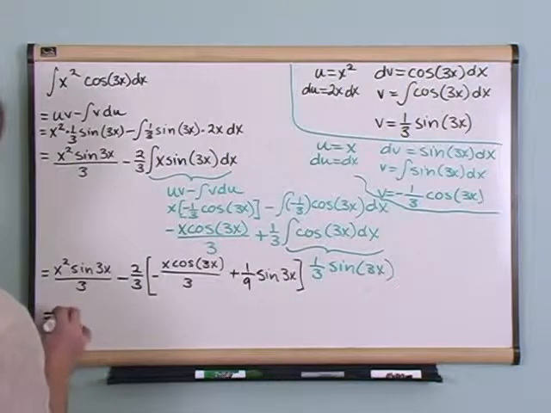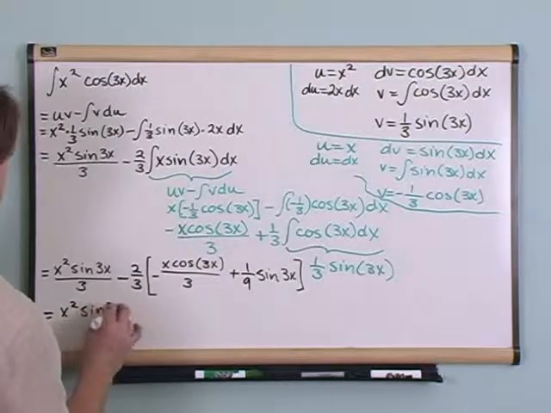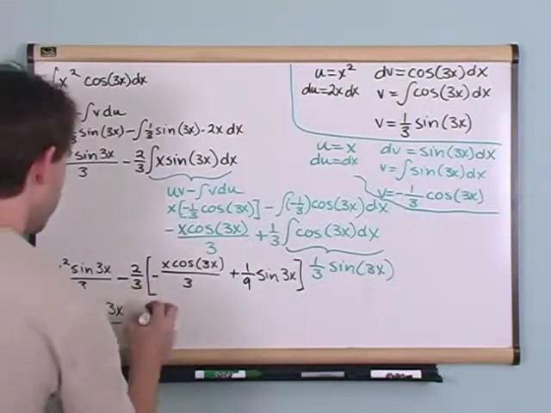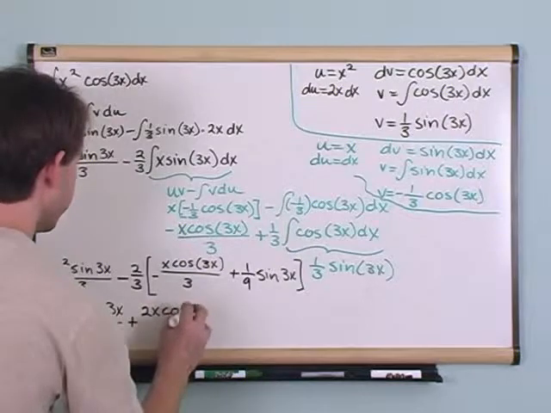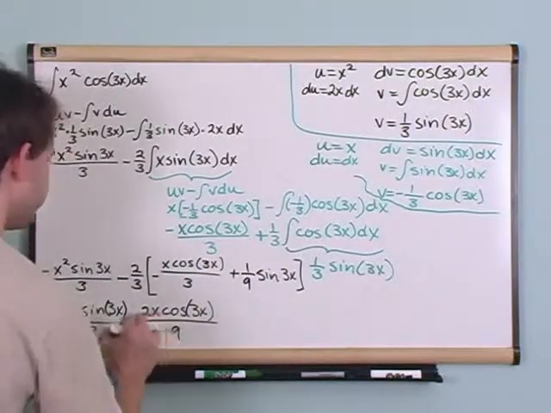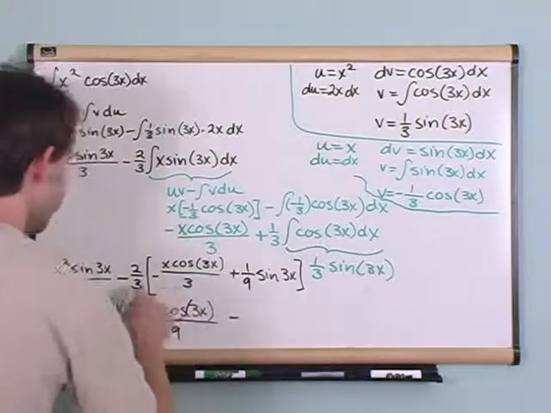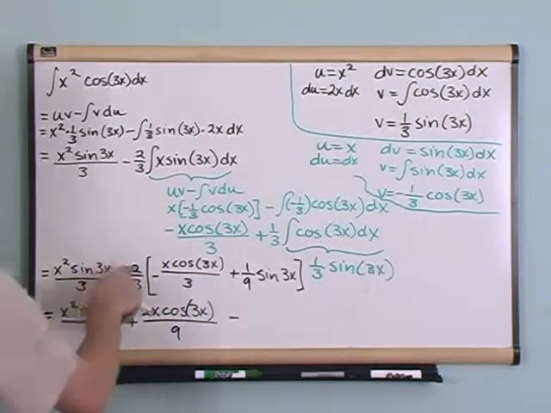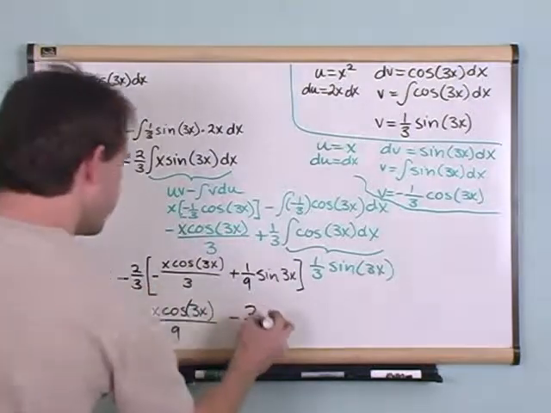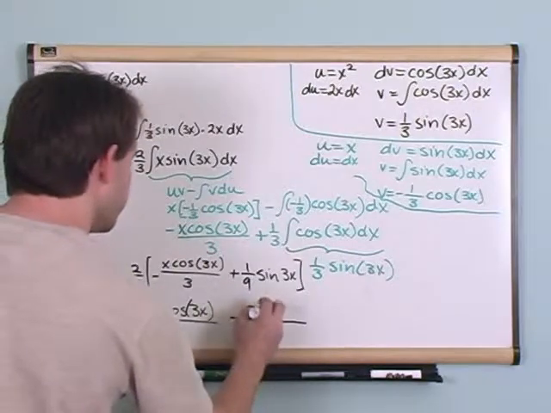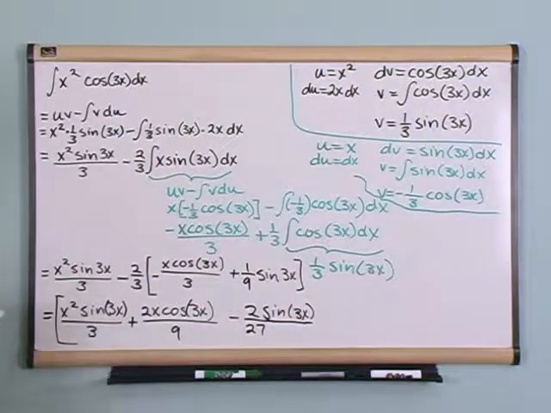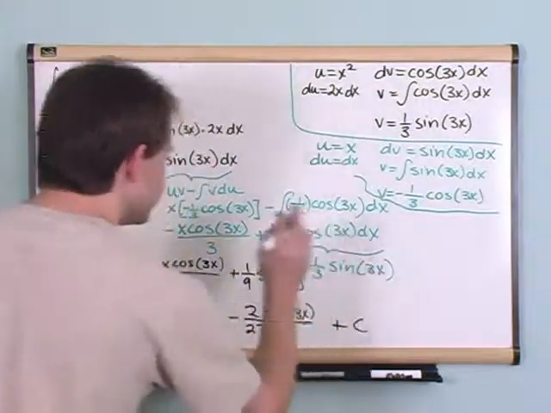And so then in the end, you'll have x squared times the sine of 3x over 3 minus, actually it's going to be plus, negative times negative gives you positive, 2x cosine 3x, like this, over 3 times 3 gives me 9. And then you have minus, because negative times positive gives you a negative. And you're going to have a 2 on the top, 2 over 27, because 3 times 9 gives you 27, sine of 3x. Okay. That is the answer. Now don't forget, you always have to add a constant. So you'll get points off if you don't do that.